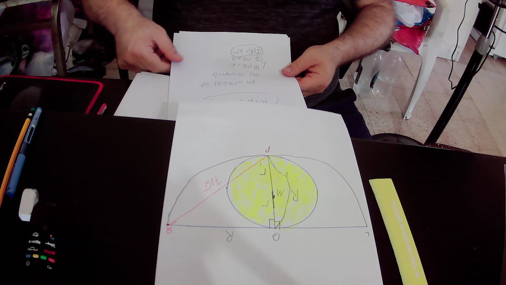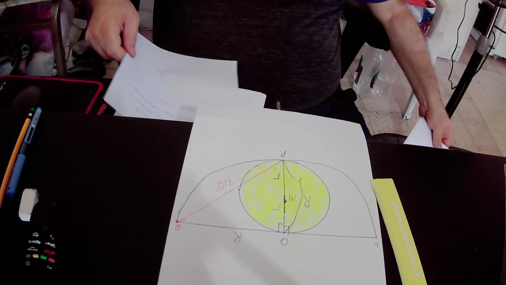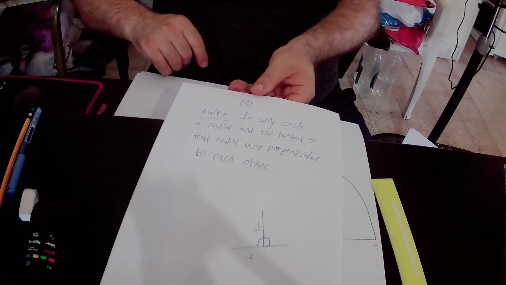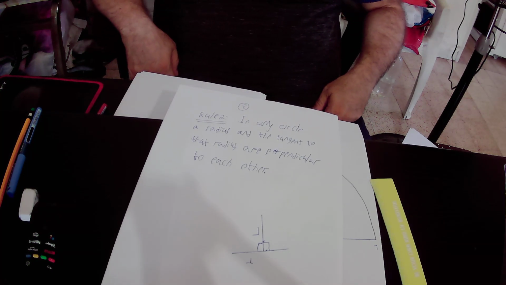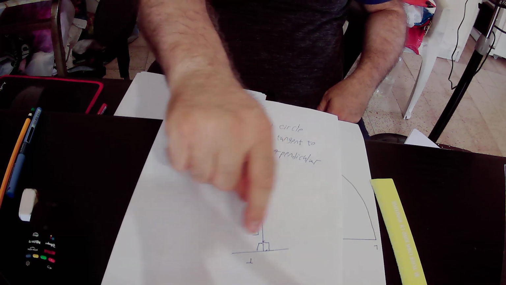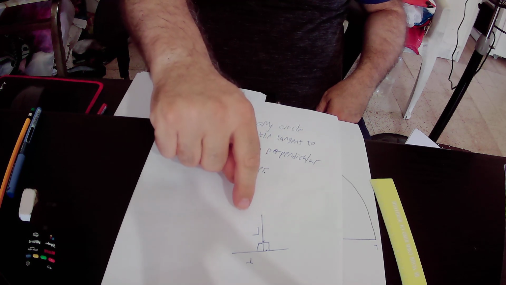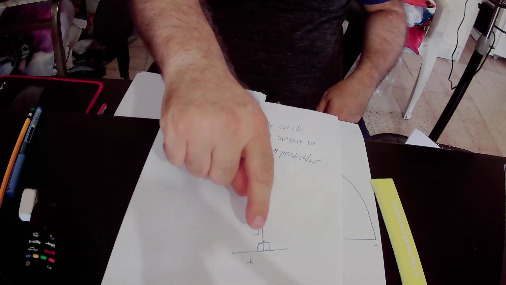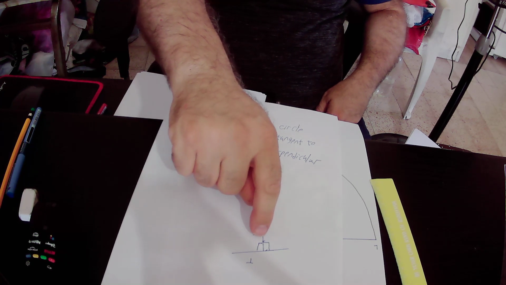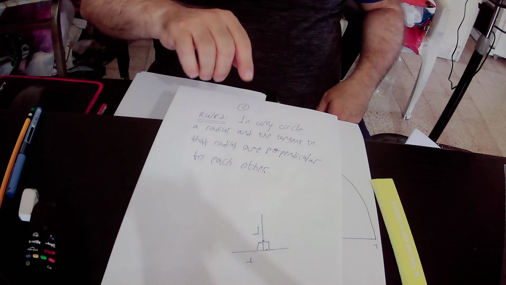we have also rule number 2 that states that in any circle, a radius and the tangent to that radius are perpendicular to each other. So if we have a radius, we call it R, and the tangent to that radius, we call it T, the radius will be perpendicular to the tangent. That is to say, this angle is 90 degrees and also this angle is 90 degrees.